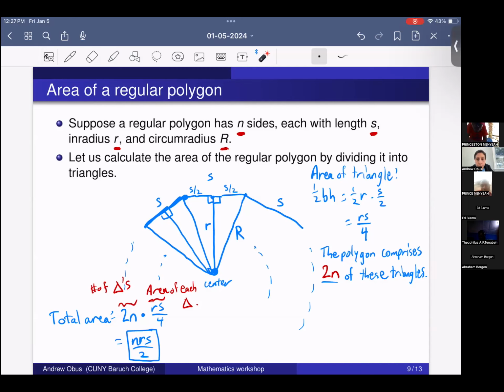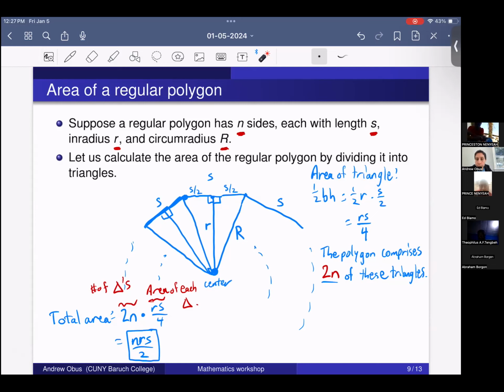Well, yes, sir. If, for instance, I'm asked to find just the area of the polygon, it would be RS over 4. No, that's the area of one of these triangles, RS over 4. Right? Okay. So it's the area of a triangle. If I draw one of these right triangles, it has area RS over 4. The whole polygon is 2n of these triangles put together. So you have to multiply by 2n, and that's why you get this final formula. Okay, it's well understood. Good.